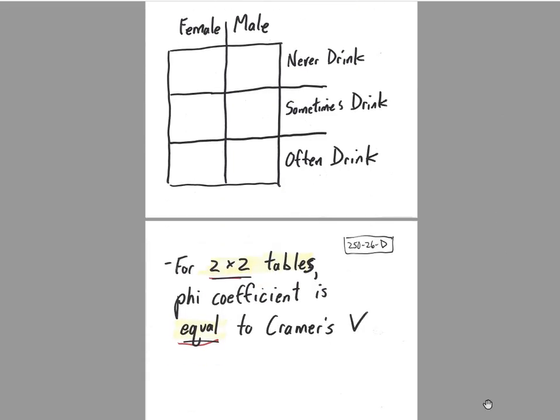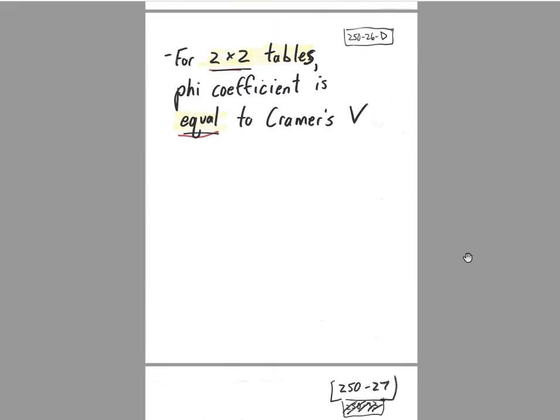An added bonus is for 2x2 tables, if you compute Cramér's V, it's going to give you exactly the same value that you would have gotten if you had computed the Phi coefficient. For 2x2 tables, Phi coefficient is equal to Cramér's V. So why mess around with Phi coefficient, contingency coefficient? Just always use Cramér's V.